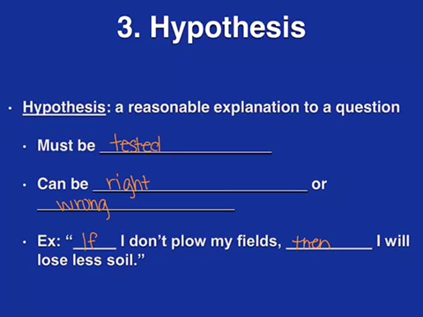So it is important to note when you write a hypothesis that it is in the if-then format. If I do something, then I will have some sort of result. Sometimes when you write a hypothesis in the if-then statements, it's called a prediction. So she is predicting that if she doesn't plow her fields, then she will lose less soil. Notice that this particular hypothesis has nothing to do with yield of her crop. It simply has to do with soil loss.